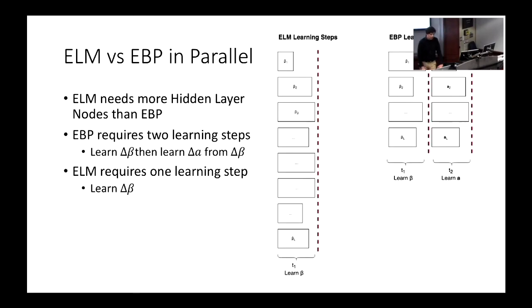But from a parallel standpoint, if we only have to learn one layer, we can potentially run that all in parallel. We can see in this graph that on the right is the error-back propagation learning. We learn the beta values, and only after we've learned all the beta values can we go on to learn the A values. With the extreme learning machine, we only learn the changes in the beta values, and once those are done, we can go on with our work.